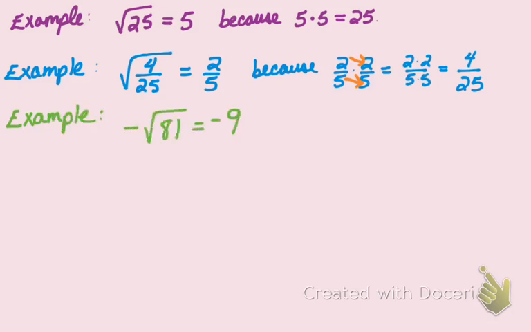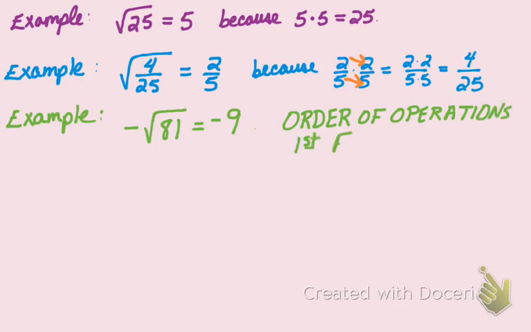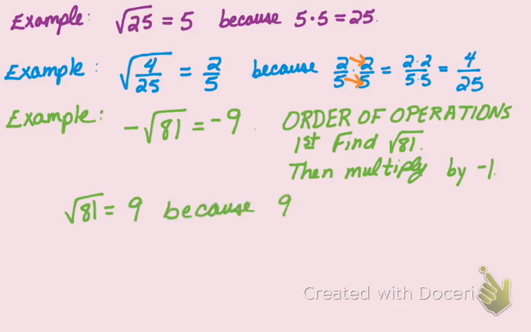Now we could also do the opposite. So we could also say the opposite of the square root of 81. That's going to equal -9. And talking about order of operations, the first thing that we're going to do is the square root of 81. And then we are going to multiply by -1. That gives us the opposite. So the square root of 81 equals 9.